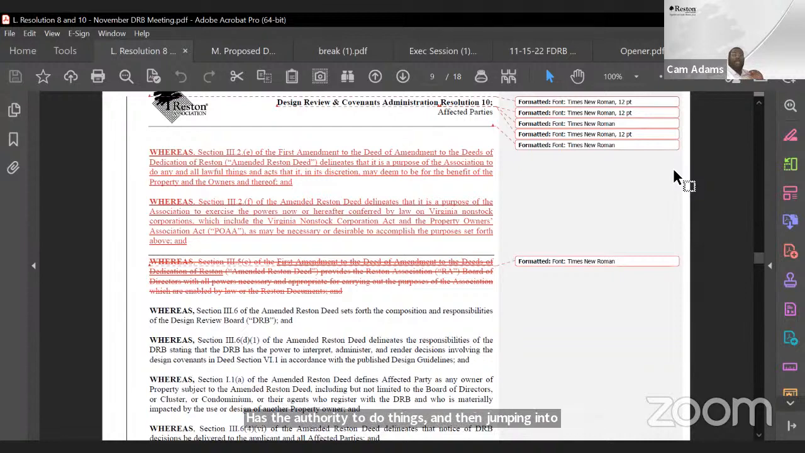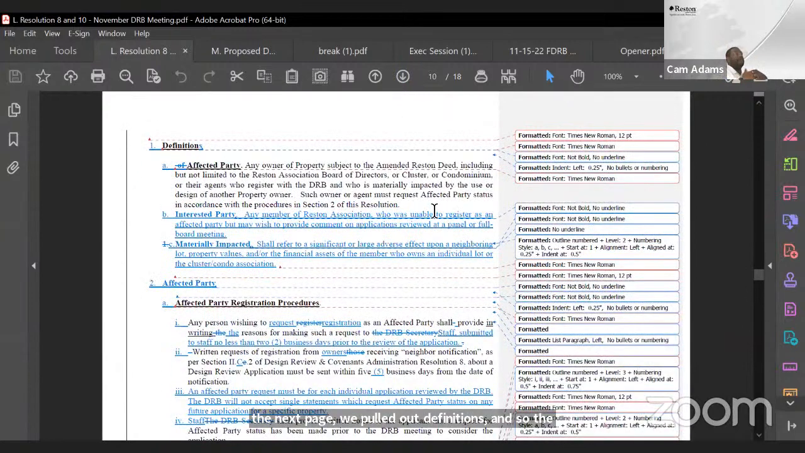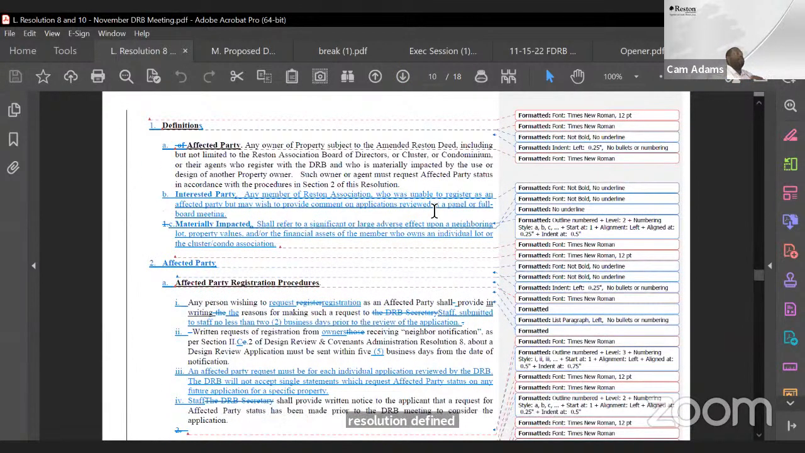On the next page, we pulled out definitions. The resolution defined affected party, so now we've defined what interested party is. We've also defined what materially impacted is. Let me preface this by saying the materially impacted definition you see on the screen is merely a placeholder. If anyone has a better suggestion on how to define it, I am all ears. This was much more complex than I thought it would be, given that we do this every day and think we know what materially impacted means.